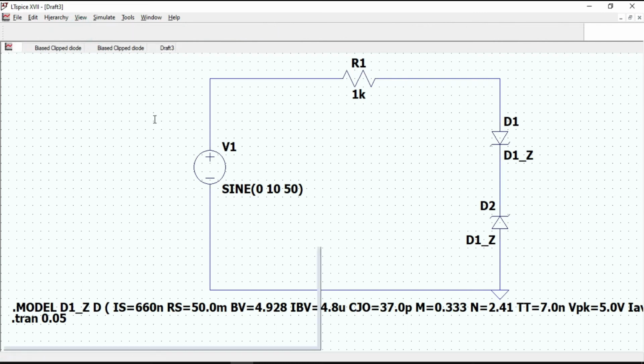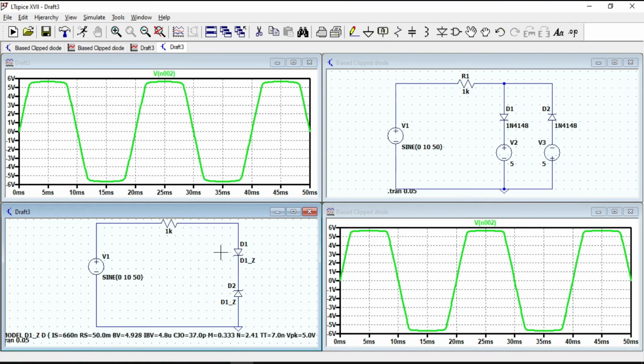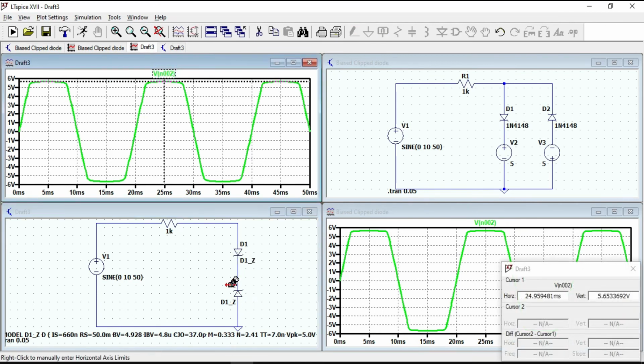Now let us run the circuit and see the waveform. The same as our expectation, in the positive half cycle, diode D1 is forward biased and acts as an ordinary diode with a voltage drop of 0.7 volt. And diode D2 is in reverse bias mode. So it is replaced by a constant voltage source because the breakdown voltage is less than the reverse bias voltage. So the total voltage across the diodes is clipped at the breakdown voltage plus this forward diode drop.